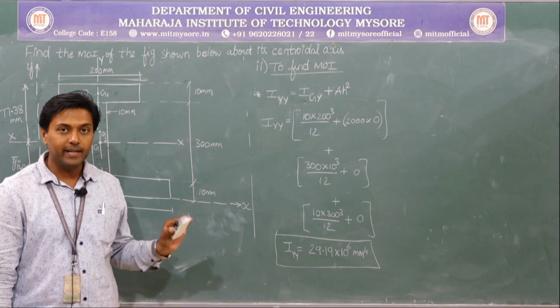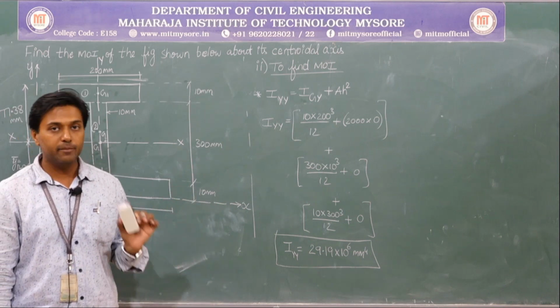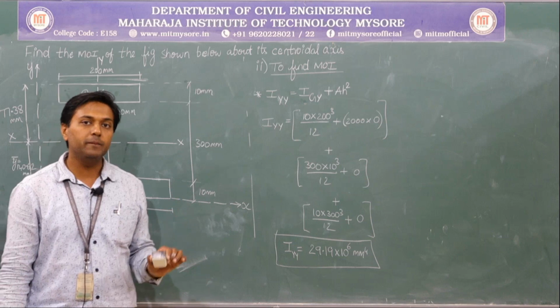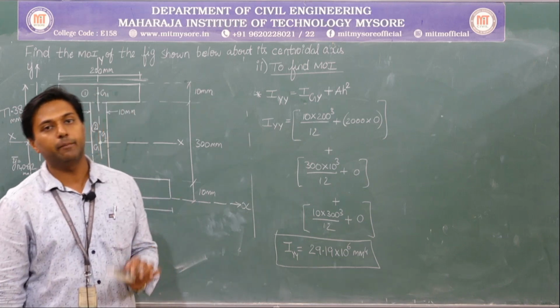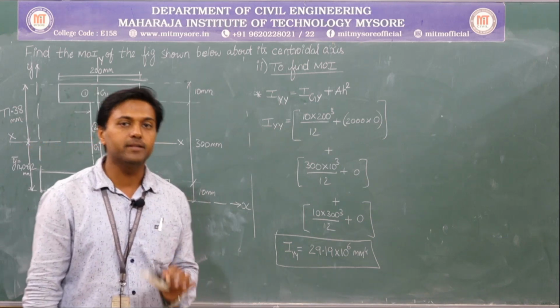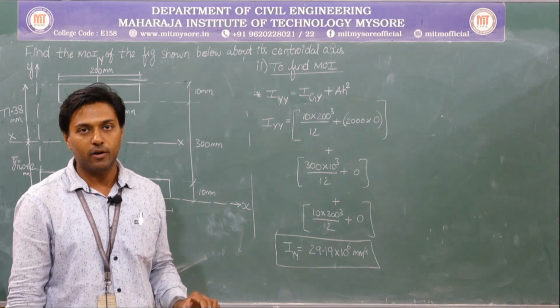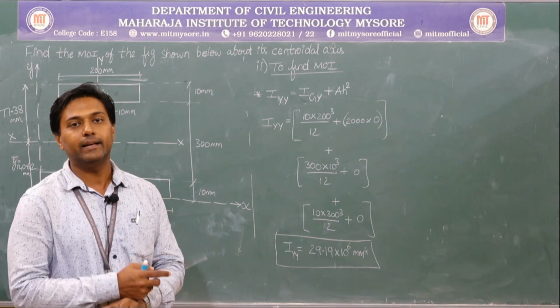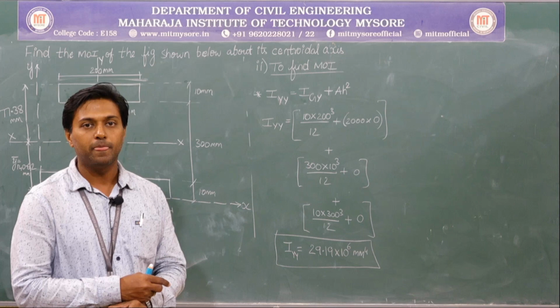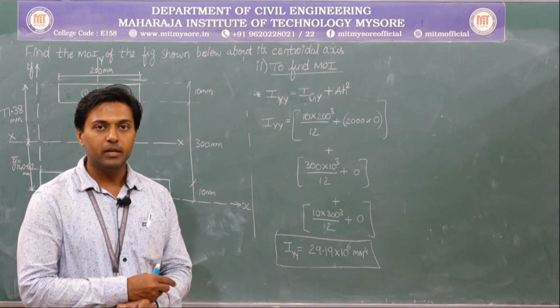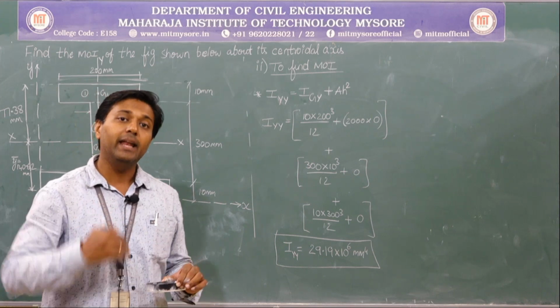So any difficulty in finding it out? Please remember one thing. If they ask you to calculate the moment of inertia about the centroidal axis, it is compulsory that you first find the centroid and then only you can calculate the moment of inertia. Any doubts in this problem? If not, we'll continue with the next problem.